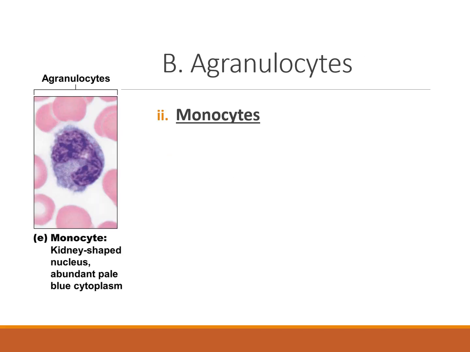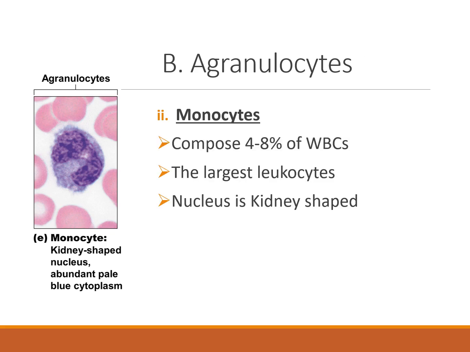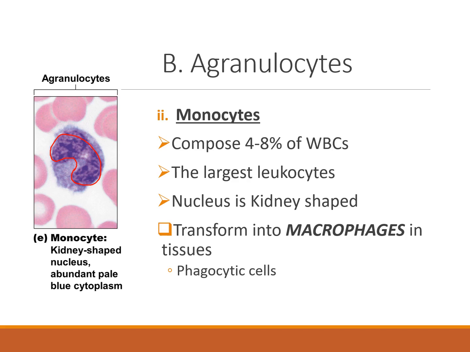So our second type of agranulocyte is the monocyte. So these guys are pretty cool. They're not as abundant. They are the largest white blood cell, and their nucleus looks very much like a kidney bean. So it's kind of C-shaped, like a backward C or a kidney bean. And these guys are quite large, and what they become is they become macrophages. So once they go out of the bloodstream and into the tissues, they become macrophages.